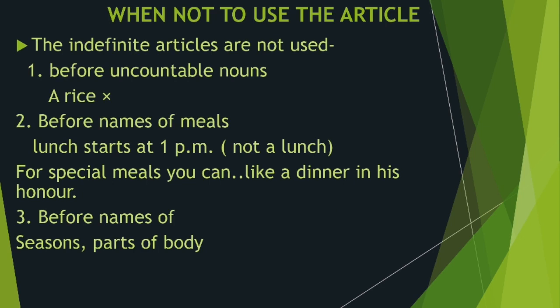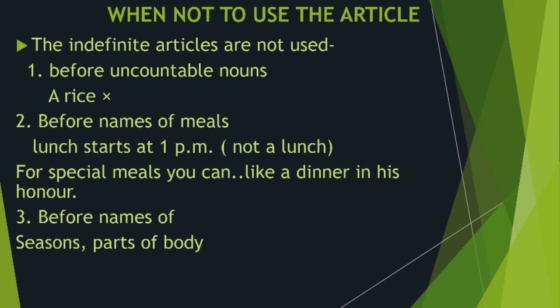Now, very important: when not to use the article, and when we do not have to use an article. Just see, the indefinite articles are not used with uncountable nouns. You cannot say a rice, it will be wrong. You cannot say a rice, just rice, no.